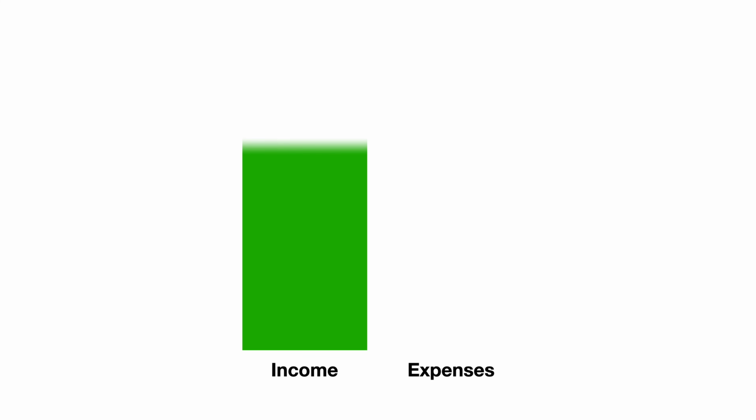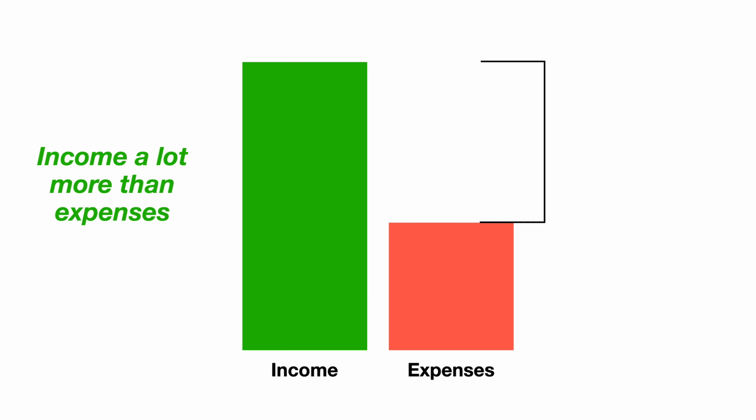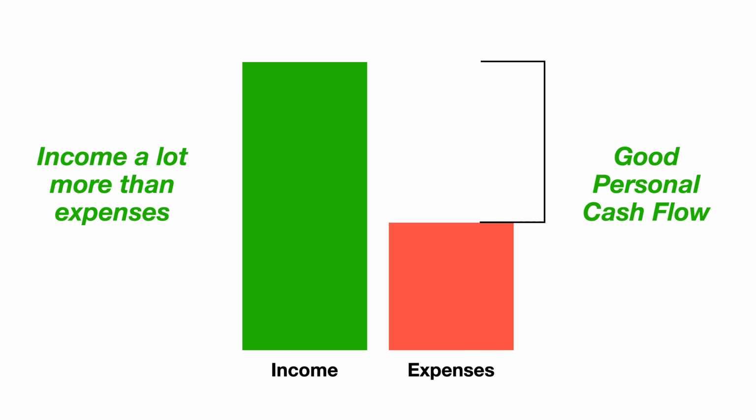So we're going to look at some visual examples here. Again, no numbers, but just to give you an idea here. So let's say your income looks like this and your expenses look like this. Again, this is a scenario where income is a lot more than expenses, so you're going to have very good personal cash flow in this scenario.